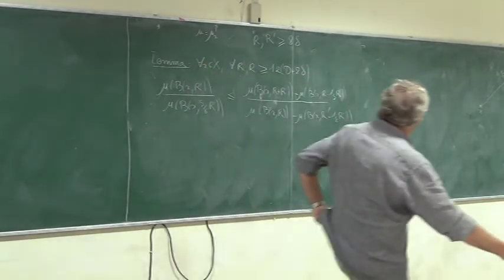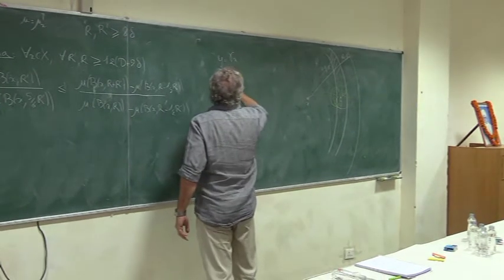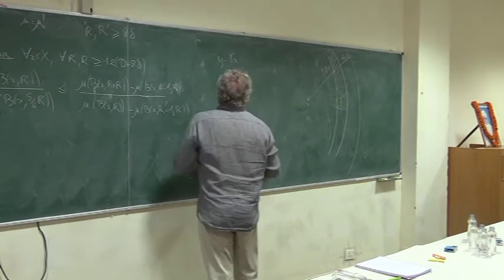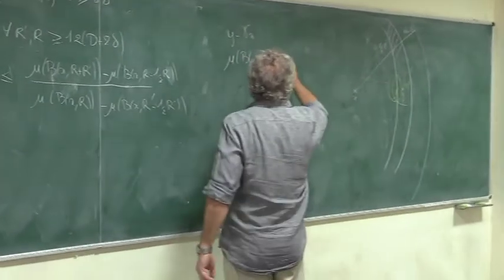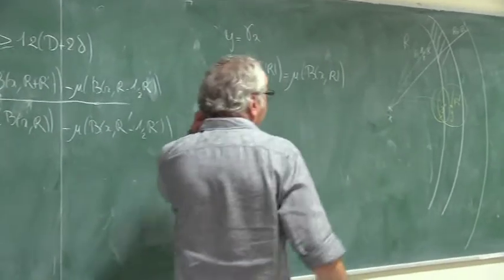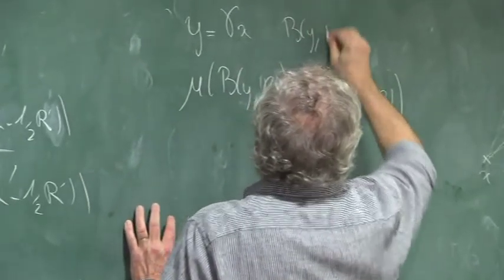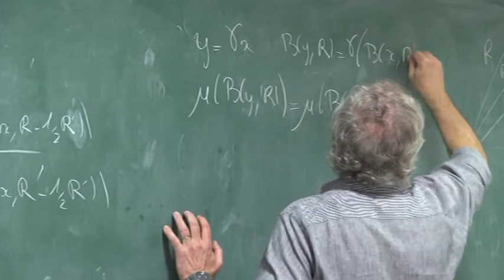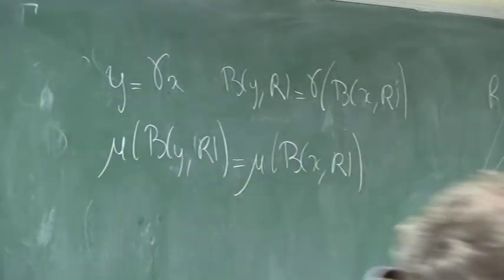I have a remark to make, so let me insist on this remark. The measure is invariant. So for any radius, this measure applied to a ball centered at a point which is on the orbit of x is equal to the measure of the ball of the same radius centered at x. The reason, let me recall, is that this is the image by the isometry of this quantity, and the measure is invariant. So we'll use this several times.